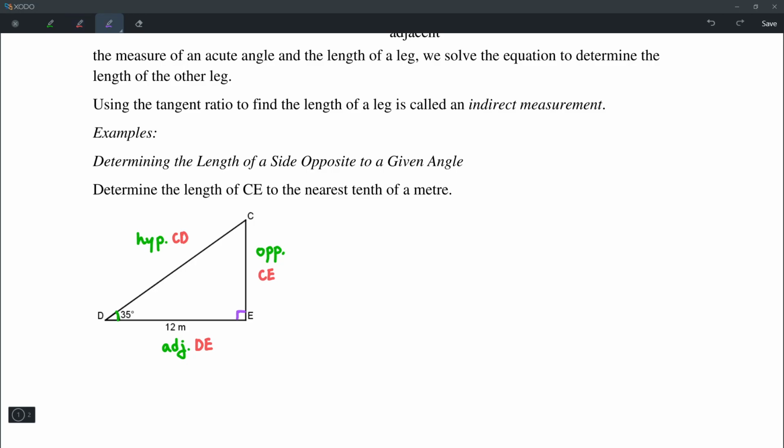Another way to label this triangle is to label it with lowercase letters opposite to the angle indicated. So in this case, CE is also lowercase d, DE is also lowercase c, and finally CD is also lowercase e.